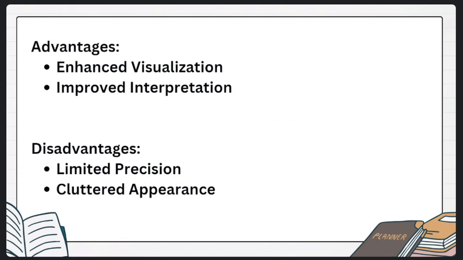Disadvantages: limited precision. The relief contour method, like traditional contour maps, does not provide precise elevation values. It may be less suitable for applications requiring highly accurate elevation data, such as engineering or scientific research. Cluttered appearance. In areas with intricate terrain or densely packed information, the map can appear cluttered, making it challenging to read additional data such as roads, labels, or other features.